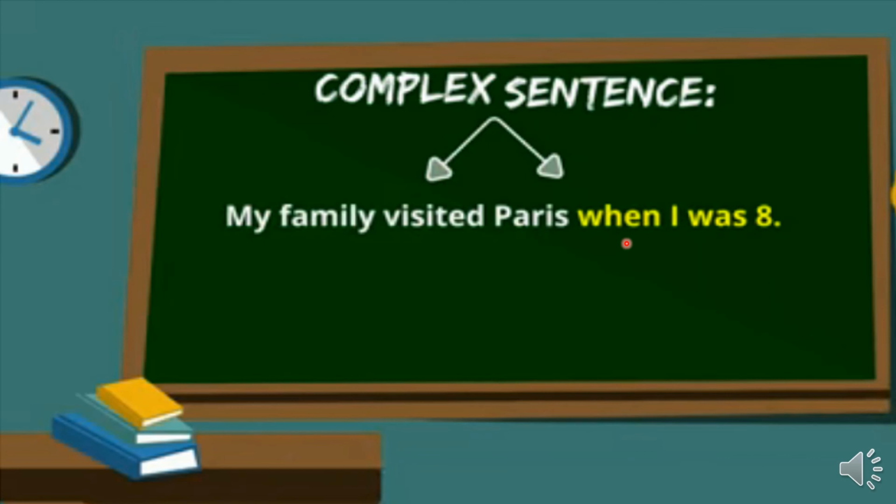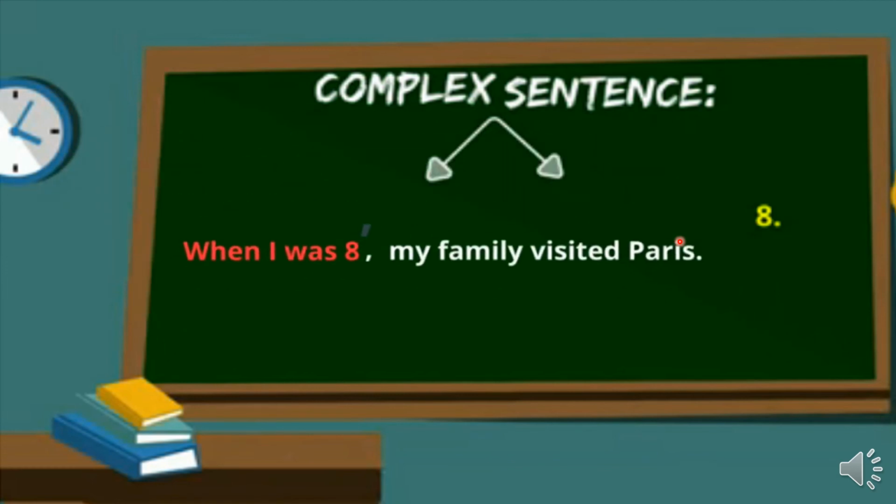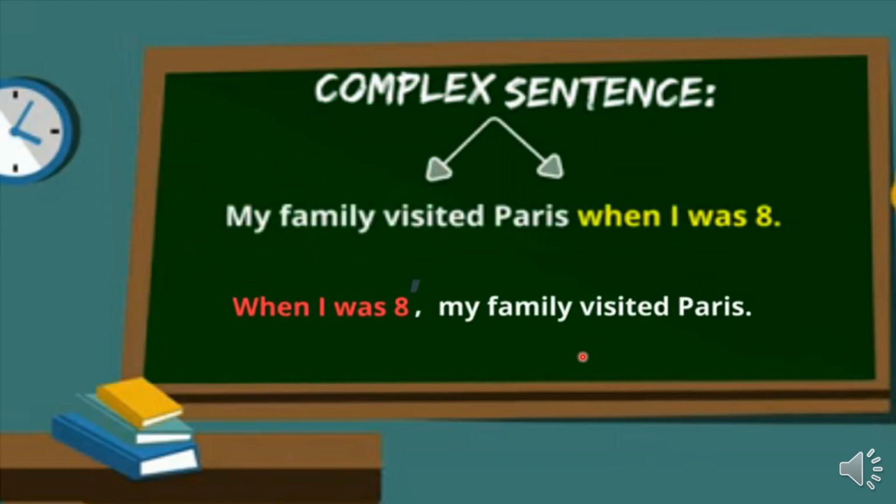We can also start the sentence with the dependent clause. So we can say, when I was 8, my family visited Paris. But when the subordinating conjunction is at the beginning of the sentence, you have to separate the dependent clause and the independent clause with a comma.